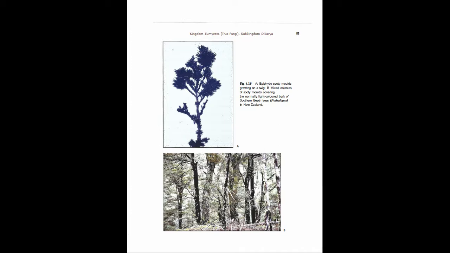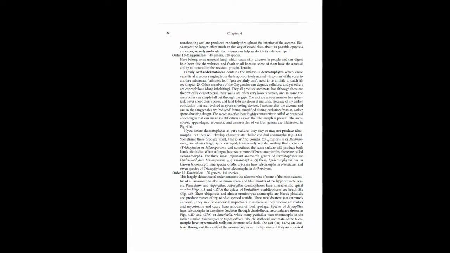Chapter 4. Non-shooting asci are produced randomly throughout the interior of the ascoma. Elaphomyces no longer offers much in the way of visual clues about its possible epigeous ancestors, so only molecular techniques can help us decide its relationships. Order 10 Onygenales, 40 genera, 120 species.